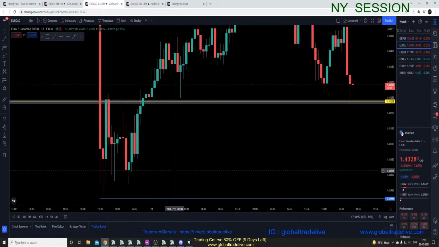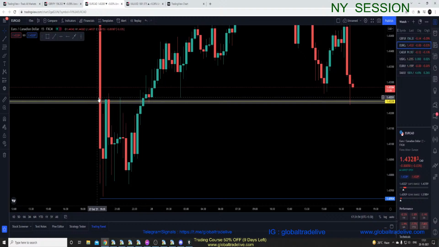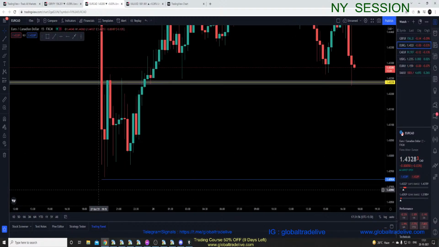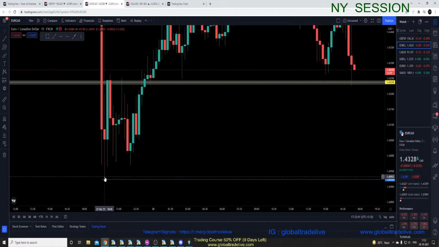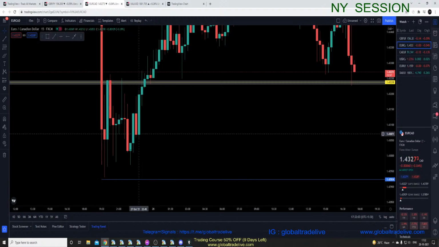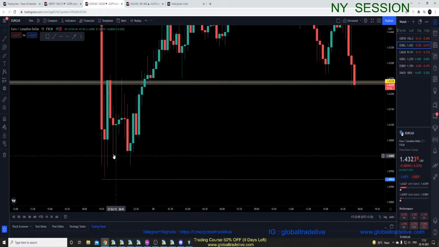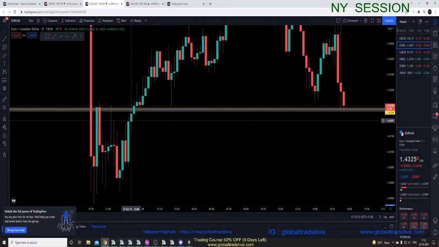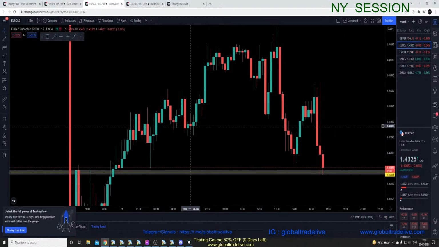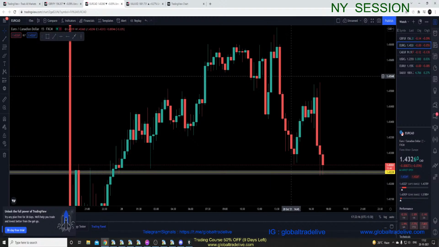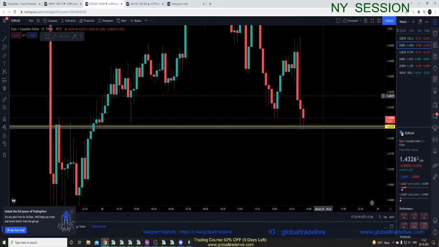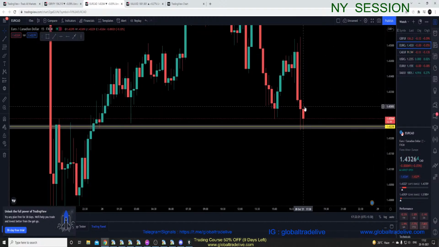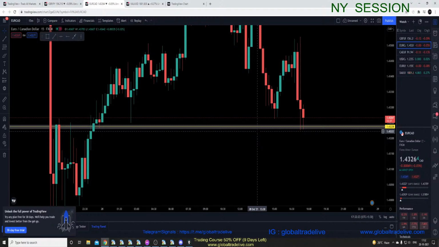So yesterday Eurocat went all the way down, and I marked this area over here under the low of this candle. So I was about to take a trade when any candle just breaks this low, but none of the candles broke the low, and it went all the way up above this zone. And today it went all the way up. Now it's coming down again. So what does this mean? Now this means that two things can happen here.